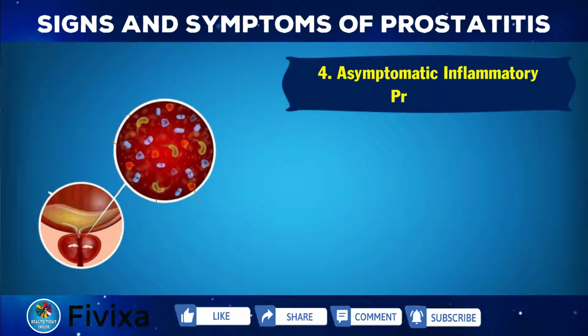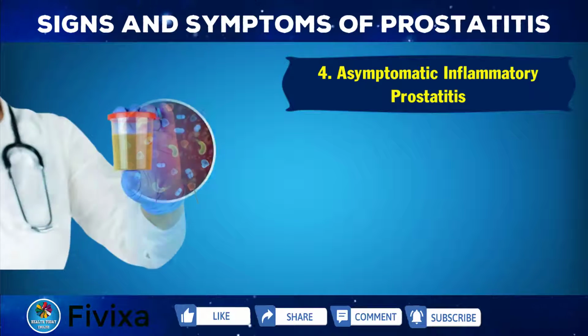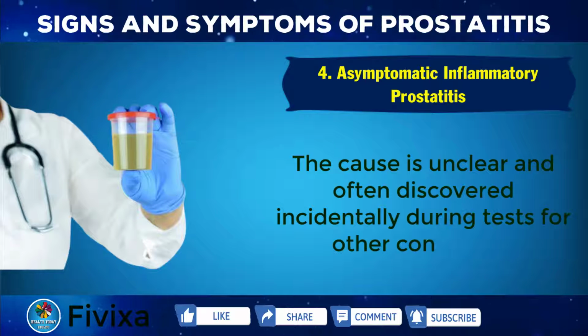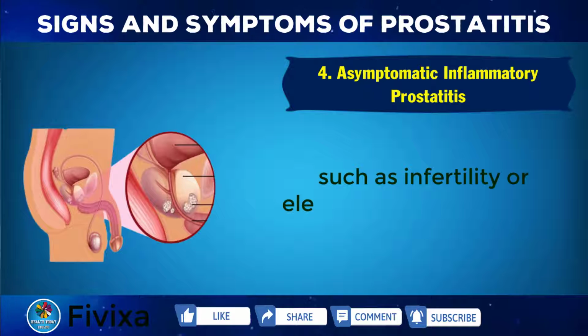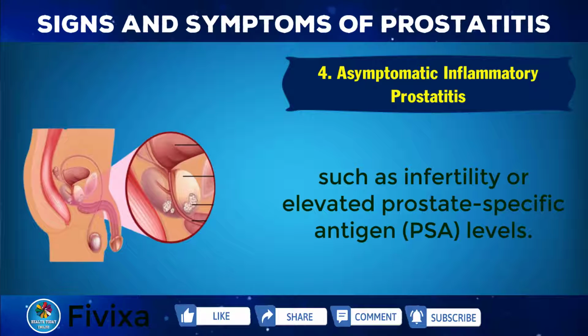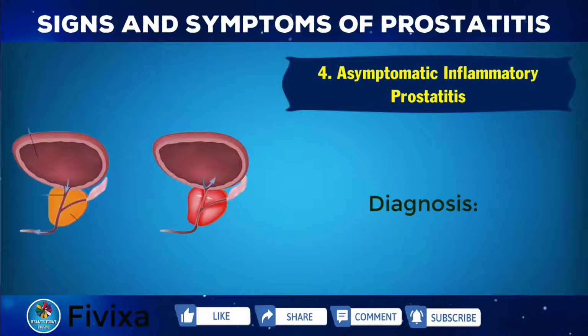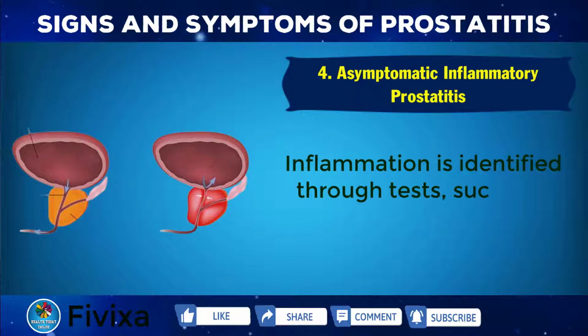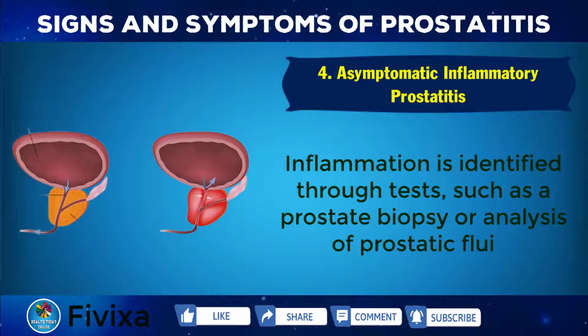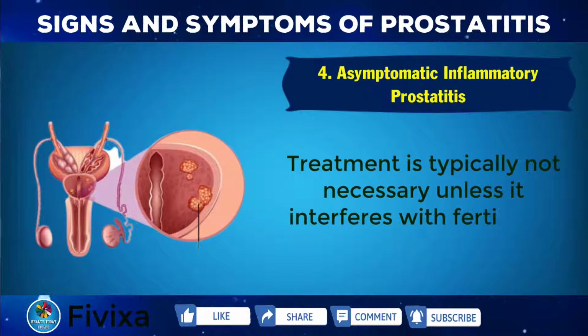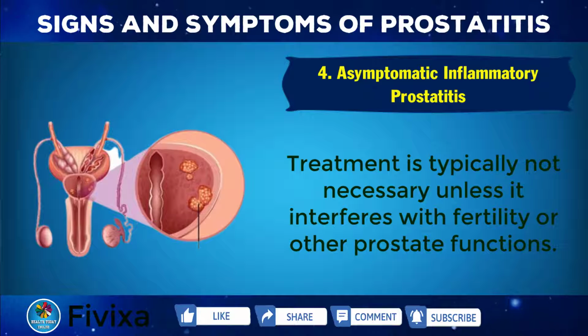4. Asymptomatic inflammatory prostatitis. Cause. The cause is unclear and often discovered incidentally during tests for other conditions, such as infertility or elevated prostate-specific antigen, PSA levels. Symptoms. There are no noticeable symptoms. Diagnosis. Inflammation is identified through tests, such as a prostate biopsy or analysis of prostatic fluid. Treatment. Treatment is typically not necessary unless it interferes with fertility or other prostate functions.